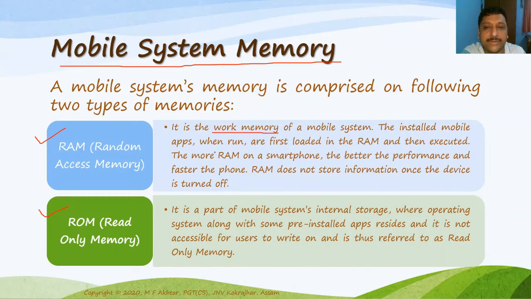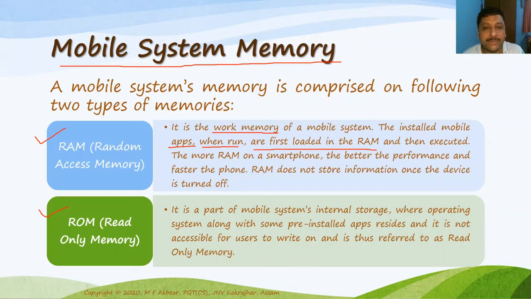The installed mobile apps, when run, are first loaded in the RAM. When we touch or open an application on a mobile system, it is first loaded in RAM. It means all the data is copied onto RAM and then it is executed, and becomes fully functional.